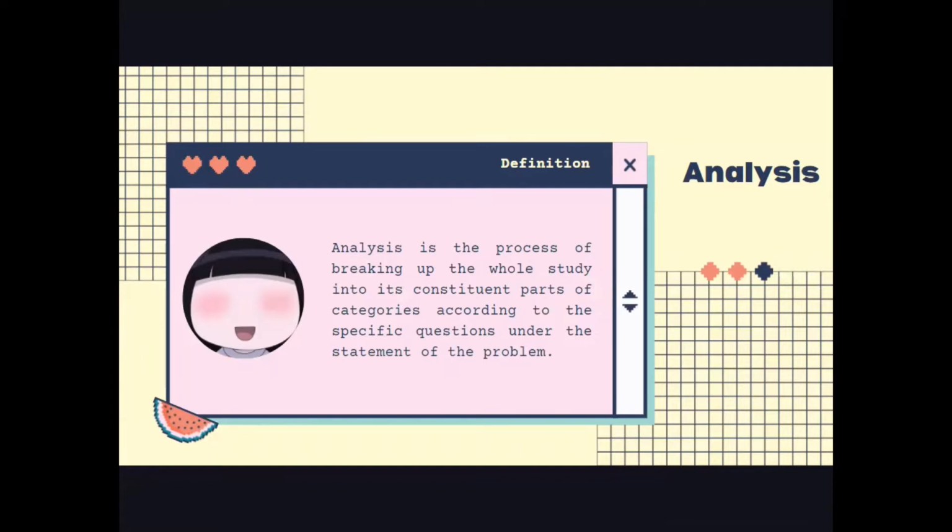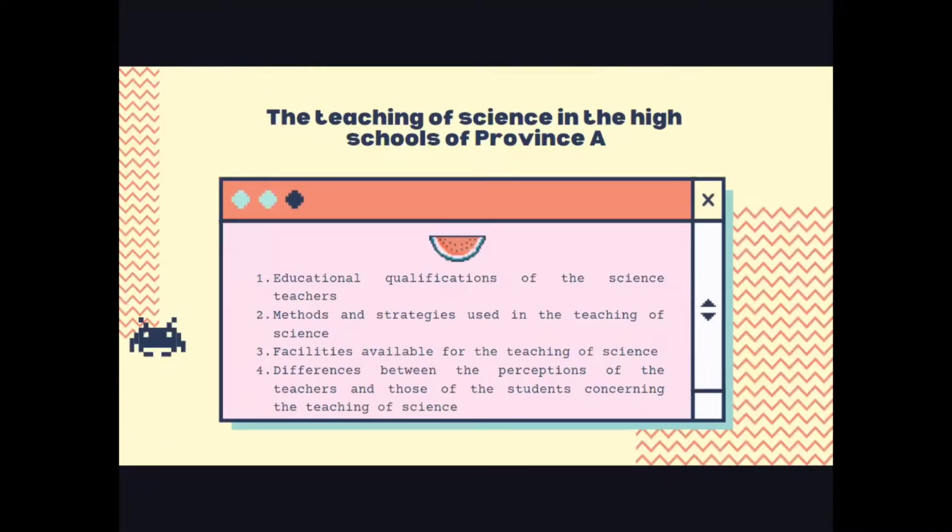Analysis usually precedes presentation. In this example, in the study of the teaching of science in the high schools of Province A, the whole study may be divided into its constituent parts as follows, according to the specific questions. First, educational qualifications of the science teachers. Second, methods and strategies used in the teaching of science. Next, facilities available for the teaching of science. Fourth, differences between the perceptions of the teachers and those of the students concerning the teaching of science. These are just some of the parts that we can construct according to the specific questions.